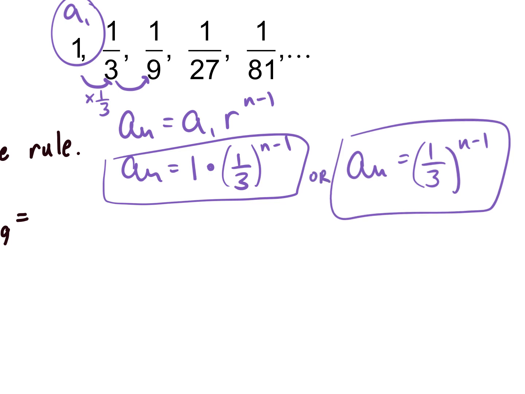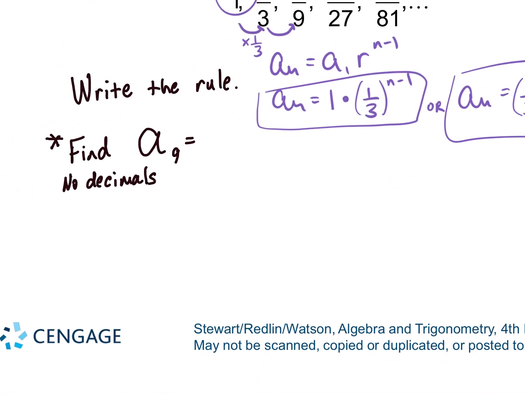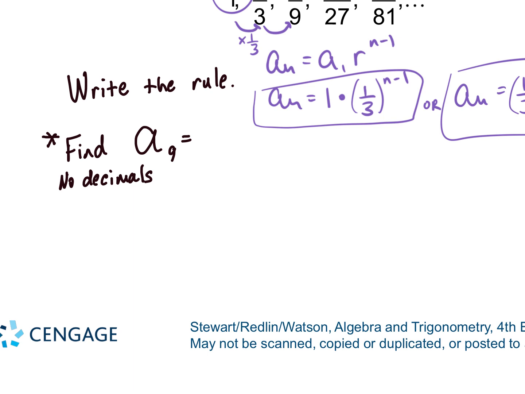If you try putting it with the 1 times the 1/3 to the power of n minus 1 on WebAssign, it might tell you it's wrong just because it doesn't want the 1 there. So you could try both ways. Now we want to find the 9th term. So we're going to plug in 9 into n. So we have a sub 9 is equal to 1/3 to the power of 9 minus 1. So a sub 9 is equal to 1/3 to the power of 8.